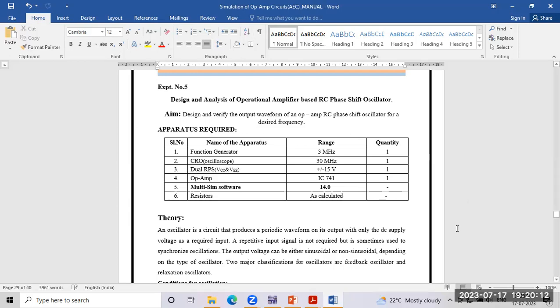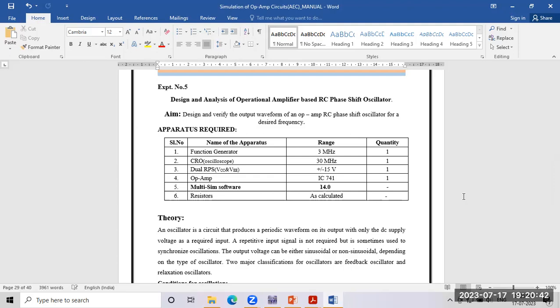In the previous videos, we observed the design and analysis of voltage follower, inverting amplifier, non-inverting amplifier, and then the frequency response of the second experiment, frequency response of inverting and non-inverting amplifier, like that. In this video, let's discuss the design and analysis of operational amplifier based RC phase shift network.